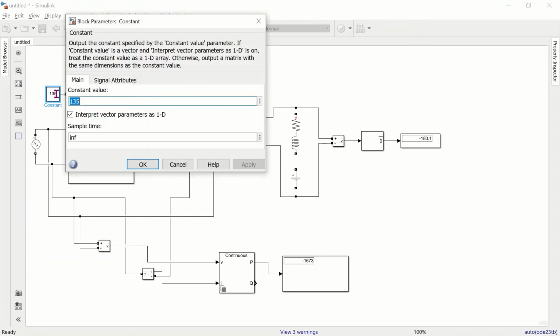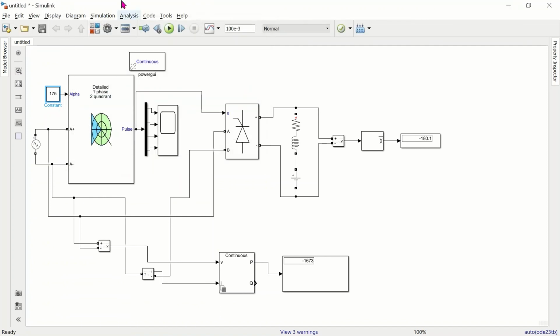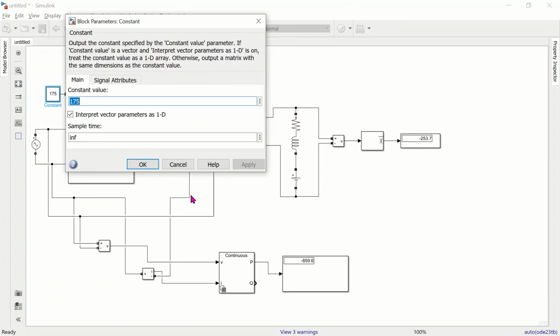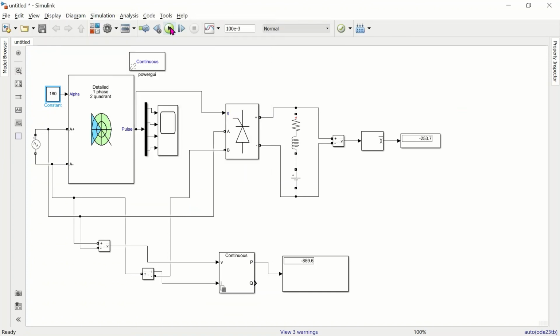Now we can run for 175°. Still it is increasing. The voltage is increasing in the negative value. Here the power is minus 859. So here 180 is the maximum value. This is the maximum negative voltage we are getting.